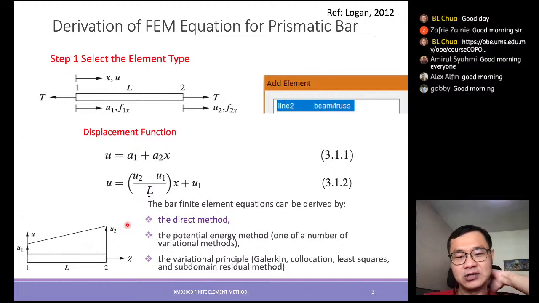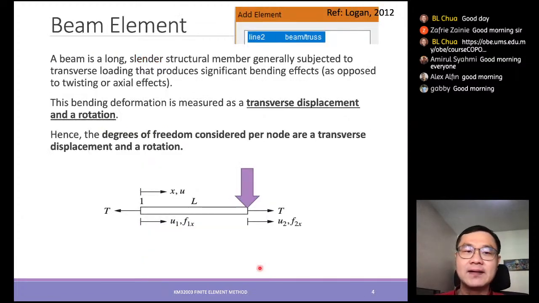So the bar finite element equations have been derived using the direct methods, but for your general knowledge, you can actually further derive it using different methods. For example, you can use the potential energy methods as well as the variational principles like the famous Galerkin's residual methods, right? So those are some of the methods that have been implemented in the finite element software.